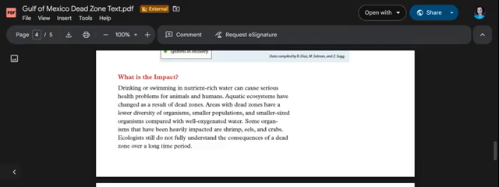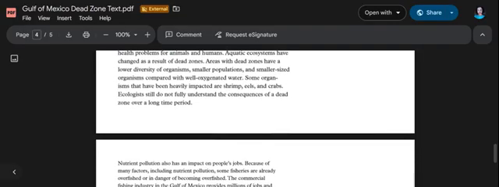What is the impact? Drinking or swimming in nutrient rich water can cause serious health problems for animals and humans. Aquatic ecosystems have changed as a result of dead zones. Areas with dead zones have a lower diversity of organisms, smaller populations, and smaller sized organisms compared with well oxygenated water. Some organisms that have been heavily impacted are shrimp, eels, and crabs. Ecologists still do not fully understand the consequences of a dead zone over a long time period.